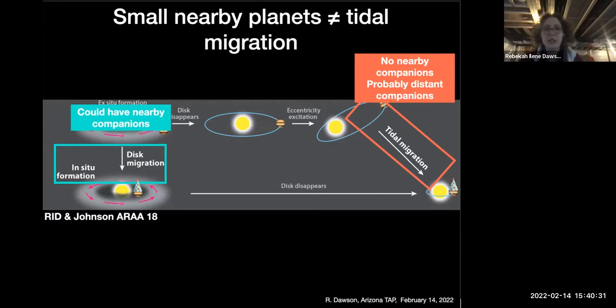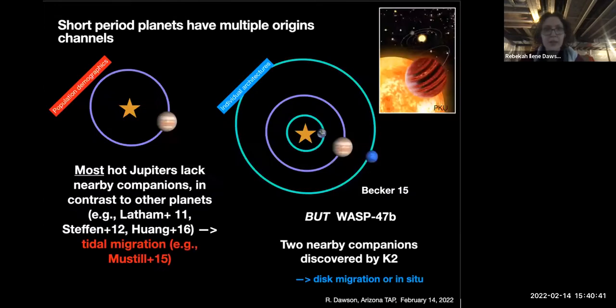Meanwhile, with in-situ formation and disk migration, you may very well have other planets coming along or forming afterwards to be near your close-in giant planet. So complementary lines of evidence are showing us that there's probably multiple channels at work.